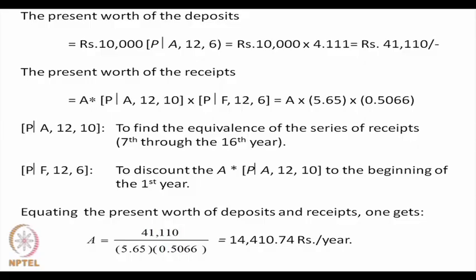So, the idea behind this is, first of all, find out the present worth of all the future receipts and the present worth of all the cash outflows in the form of payments, and equate them to find out the value of A. So, these two examples illustrated the use of the factors and the interest tables and how they should be used to find equivalence of series of payments and receipts made at different points of time.